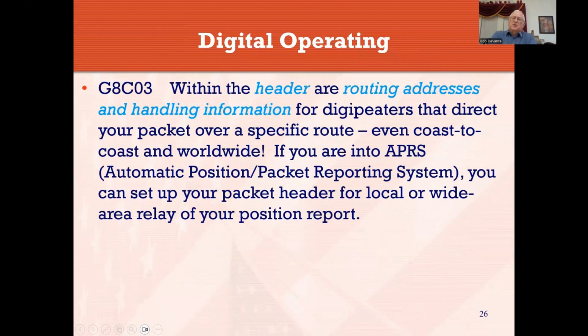When we send the message, it will start with a header, which has some routing, address information, handling information, start and stop bits, etc., things that tell the receiver this is the beginning of a message. Within the header, they have the routing addresses and handling information. A digipeater is just some sort of a digital receiver, whatever that is. It's your receiver receiving digital, or it can be a dedicated radio doing that, whatever it happens to be.